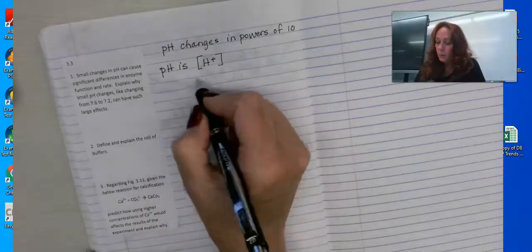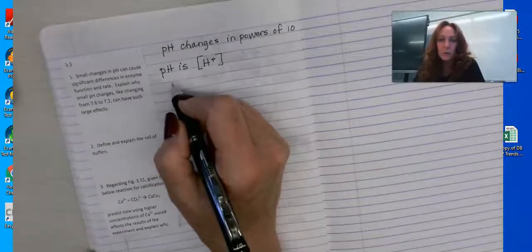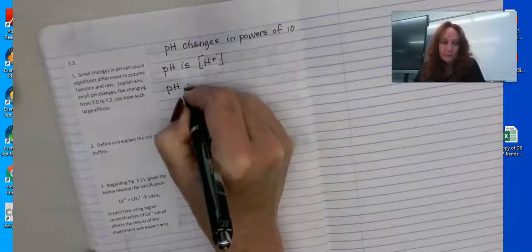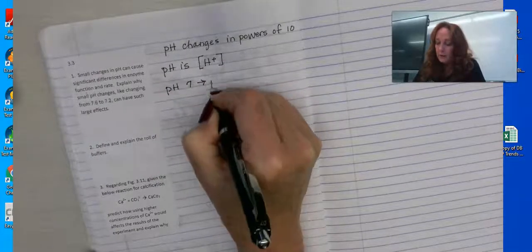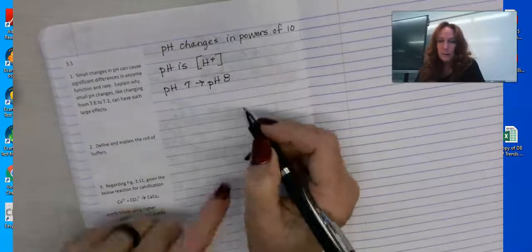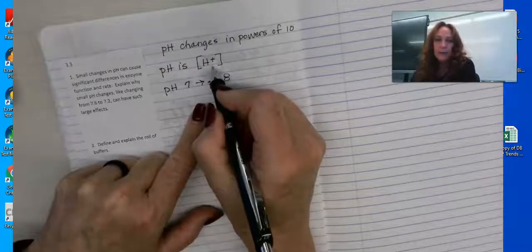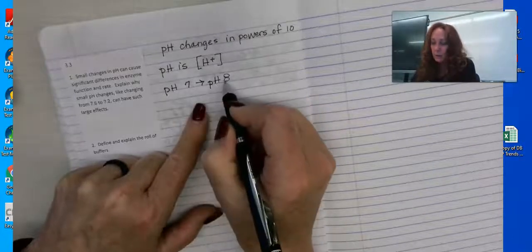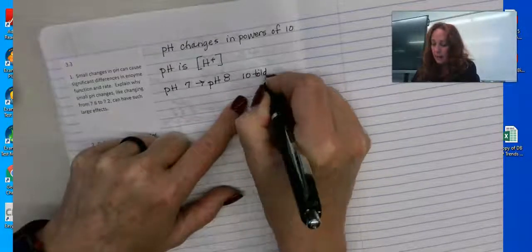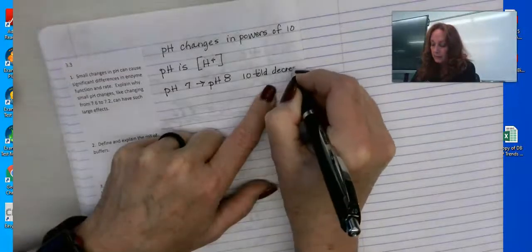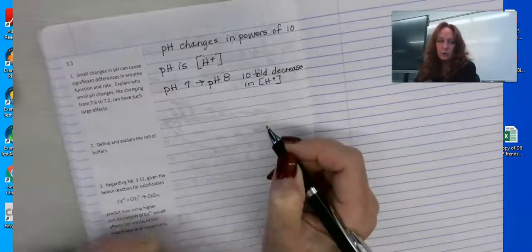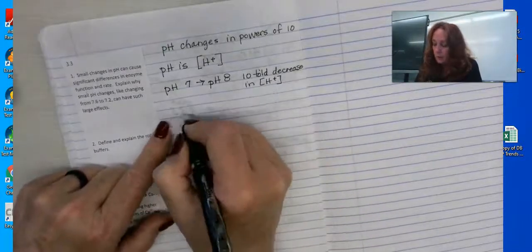So when we look at this, let's just get a feel for what happens with pH. So if we look at pH 7, if we increase that pH to pH 8, as you go up, you have fewer hydrogen ions. So we increased here, so this is going to be a 10-fold or 10 times decrease in the hydrogen ion concentration in that solution. So that would be the same. Let's just turn around and go this way.